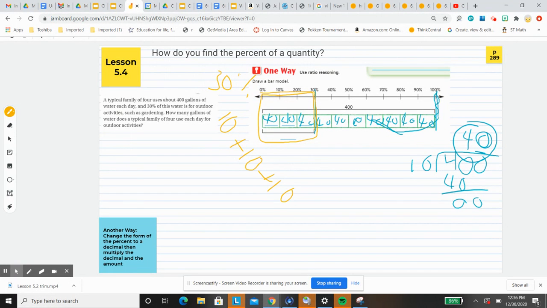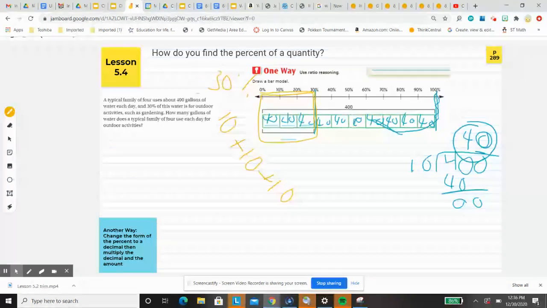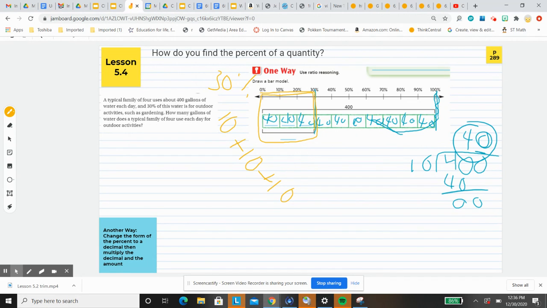I want to make sure you're hearing that. 10%, 3 times, is 30%. That's how I get 40 3 times. So I'm going to take 40 times 3 and I get 120. So 30% is 120 of 400.